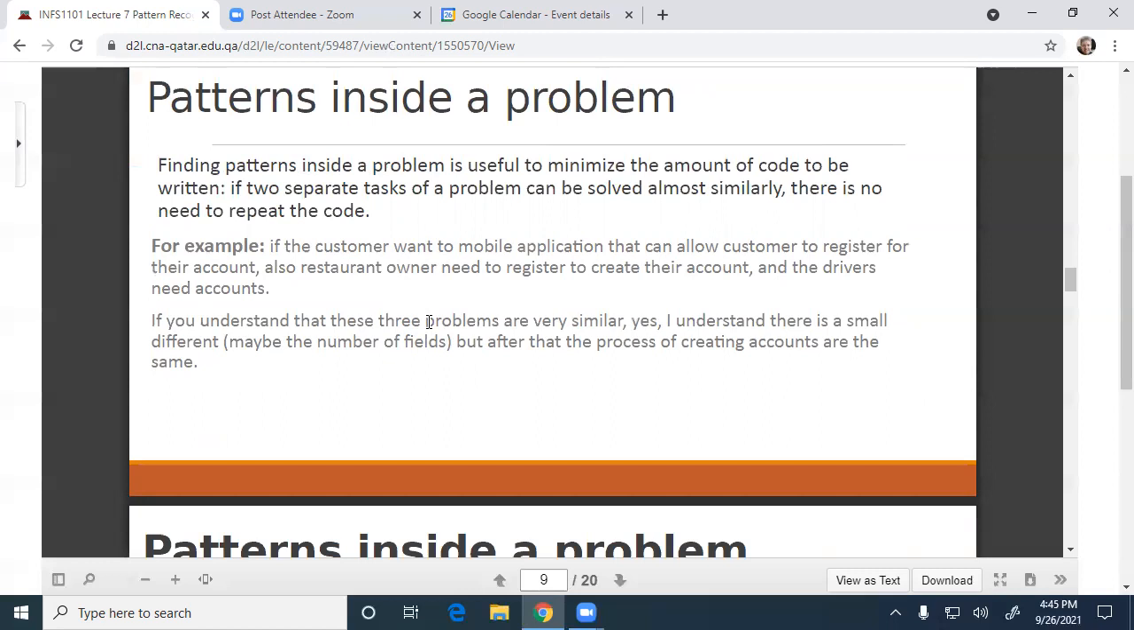Patterns inside a problem. So a customer wants a mobile application to register their account. Here's another situation where somebody is also registering an account. So registering an account, is that the same problem? It's not going to be exactly the same problem every time you register an account. Registering an account with Rito, registering an account with who else provides the service? Karawa or yeah, Vodafone. The process is going to be kind of the same. Every time you register to use an app on the computer, you probably do something very similar.